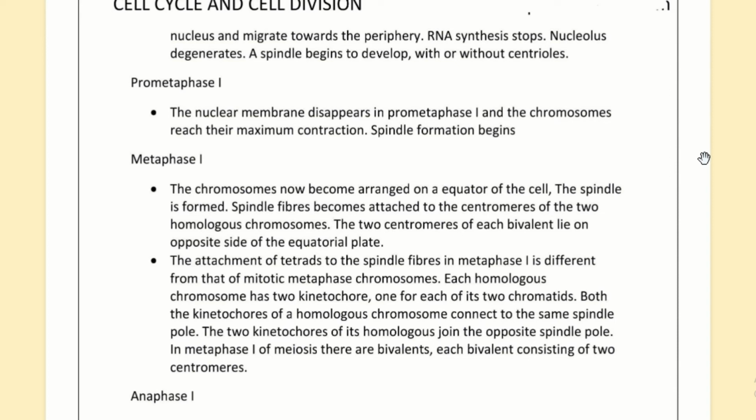The attachment of the tetrad to the spindle fibers in metaphase 1 is different from the mitotic metaphase chromosome. Each homologous chromosome has two kinetochores, one for each of its two chromatids. Both the kinetochores of a homologous chromosome connect to the same spindle pole. The two kinetochores of its homologue join the opposite spindle pole. In metaphase 1 of meiosis, there are bivalents, each bivalent consisting of two centromeres.